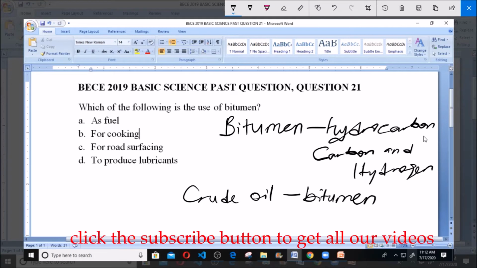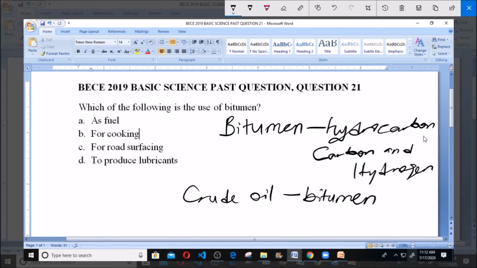Now, each of these products has its own use. Bitumen is not used as fuel, like I said. You know what fuel is? Fuels are those substances that we use to power our machines. So bitumen is not used to power machines. It's not used for fuel. Likewise, it's not used for cooking.